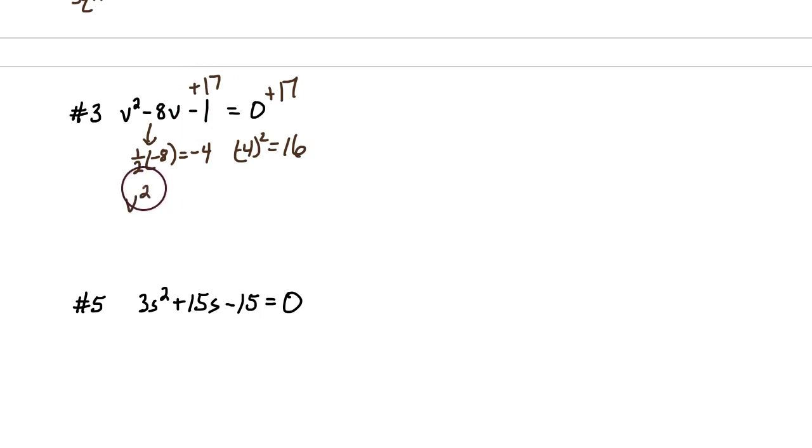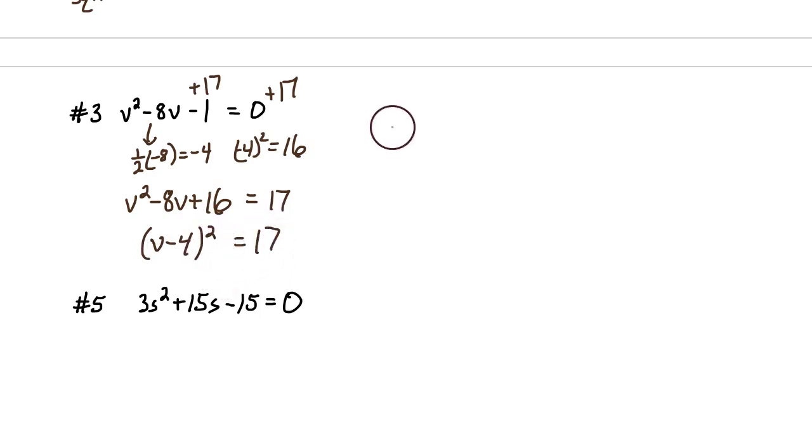We end up getting v squared minus 8v plus 16 is equal to 17. The reason for doing that is because this is a perfect square trinomial, and it factors as a binomial squared. And the reason that's nice is now we can do square roots. So when we take the square root of the left side, we just get the v minus 4. On the right side, we get the positive and negative square root of 17.